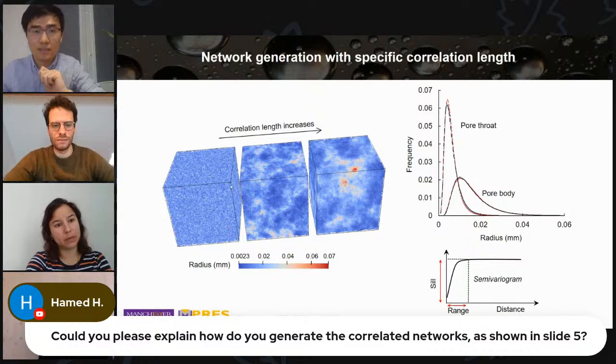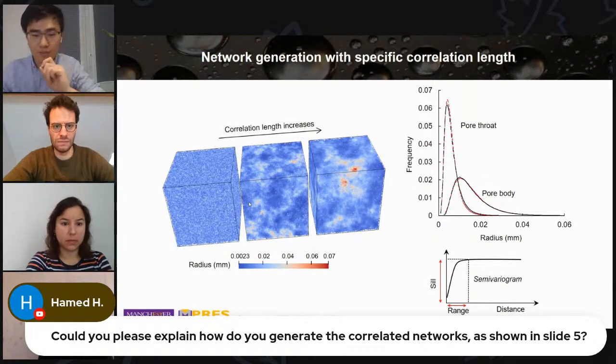Then the second step is to generate the pore radius field. That field is correlated. Here we use a log-normal one. For that field, we map the topology and the pore radius field together, and then we can allocate the radius to each pore body. So until now, we have the location, the topology, and the pore radius size, and we can also calculate the throat radius, so that we can get the network with a specific correlation length.